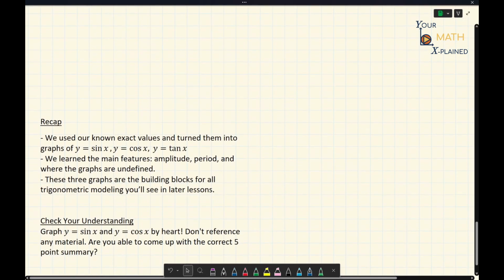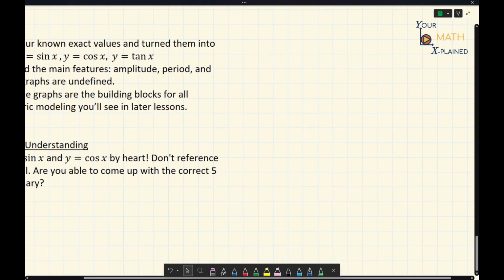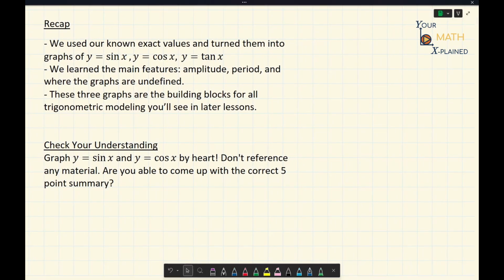And now let's do a quick recap of everything that we covered in this video. We used our known exact values from the last video and turned them into graphs for our trig functions. We learned the main features like domain and range, as well as a couple of new terms like amplitude and period. And we also saw where the graphs are undefined for our tangent function. These 3 graphs are the building blocks of all trig modeling you will see in the later lessons.